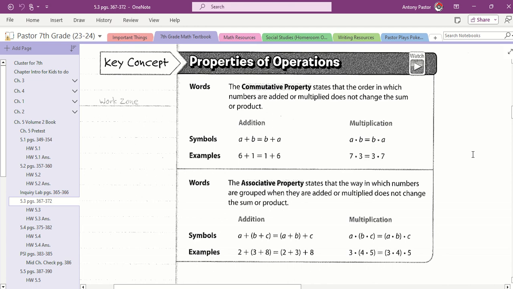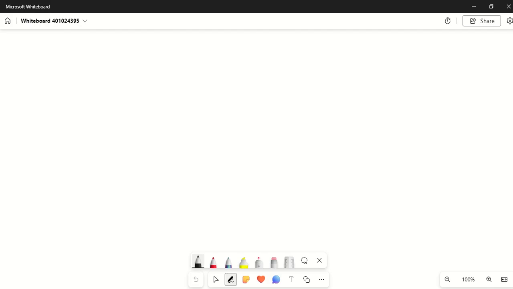Today we're dealing with commutative property and associative property. So these properties state very different things, but these two are the most alike out of the properties that we're going to learn today. The commutative property states that the order in which numbers are added or multiplied does not change the sum or product. So let's go to our digital whiteboard for an example.